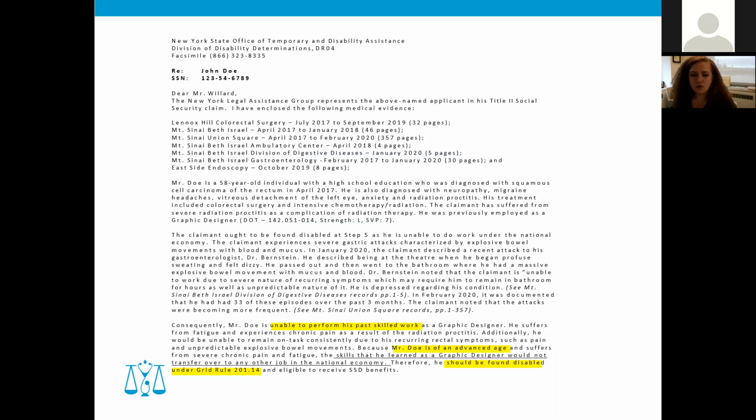This is another sample where we talk about grid rules, which I very briefly mentioned because we have limited time. We say not only is this person unable to perform any past skilled work, but this person is of advanced age and basically cannot transfer over to any other job in the national economy, would not be able to do anything else, and would otherwise be found disabled under this grid rule. So those are two examples of advocacy letters.